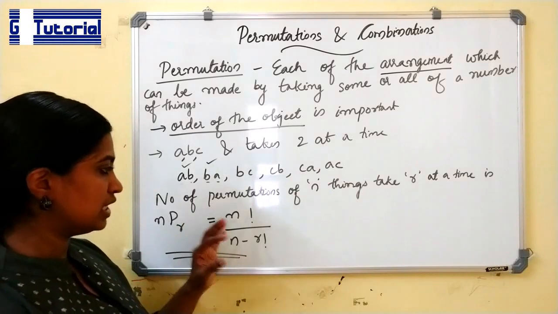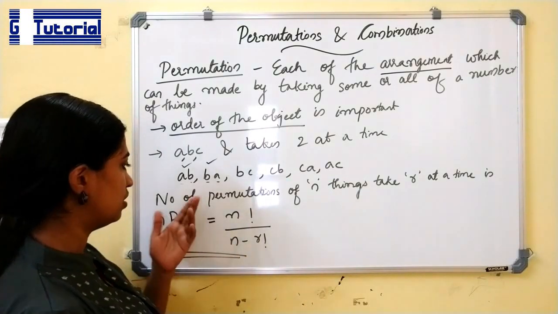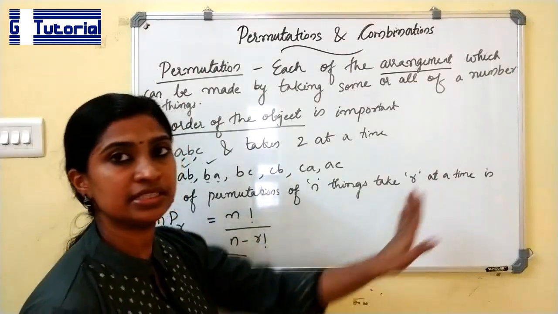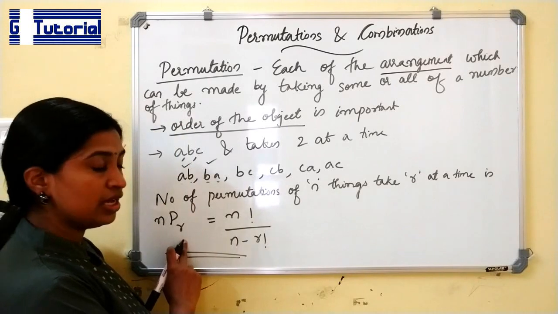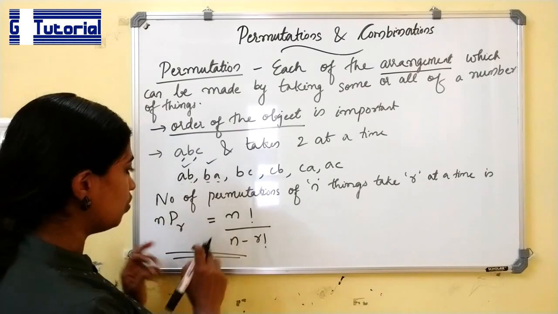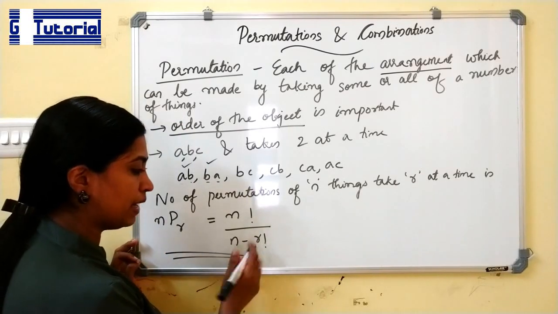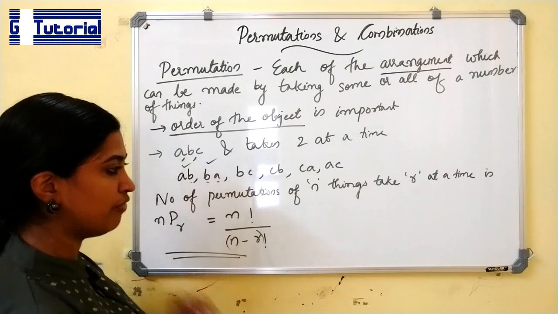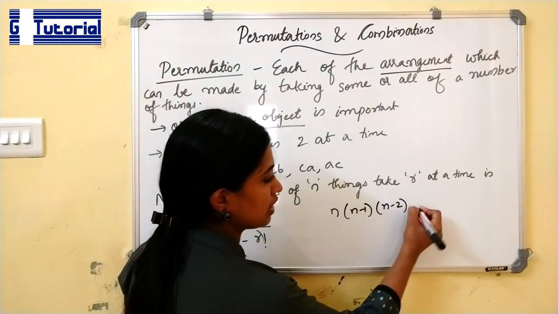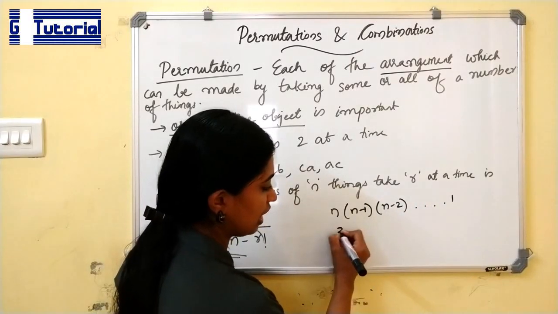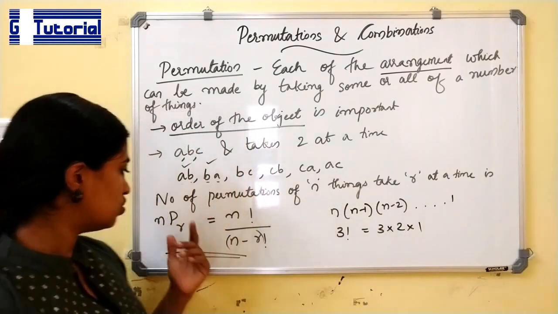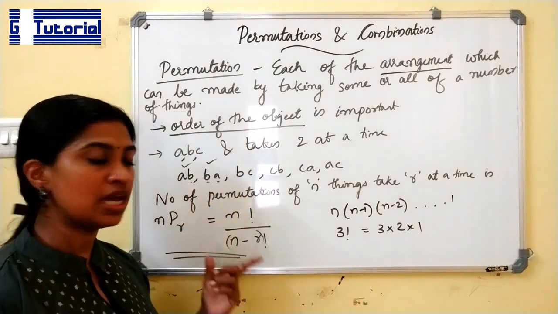Now we can see the general formula for permutation. The number of permutations of n things taken r at a time is given by nPr. n is the total number of things and we are taking r things from that. So it is given by n factorial divided by (n minus r) factorial. n factorial means n into (n minus 1) into (n minus 2) and so on, down to 1. For example, 3 factorial is 3 into 2 into 1. So nPr is n factorial by (n minus r) factorial.